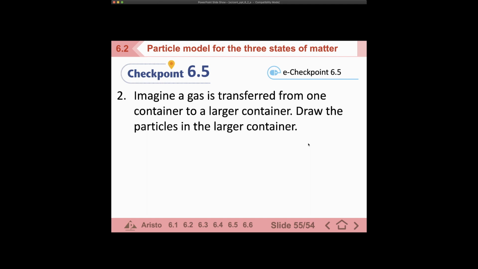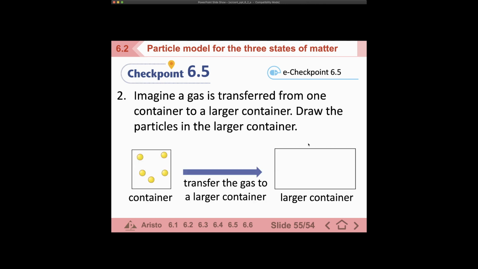So now this one, I guess you just have to take out a paper and try to draw it. You can count it. The number of particles and the size of the particles should not change. What should be changing, or what has changed, will be the spaces between the particles.